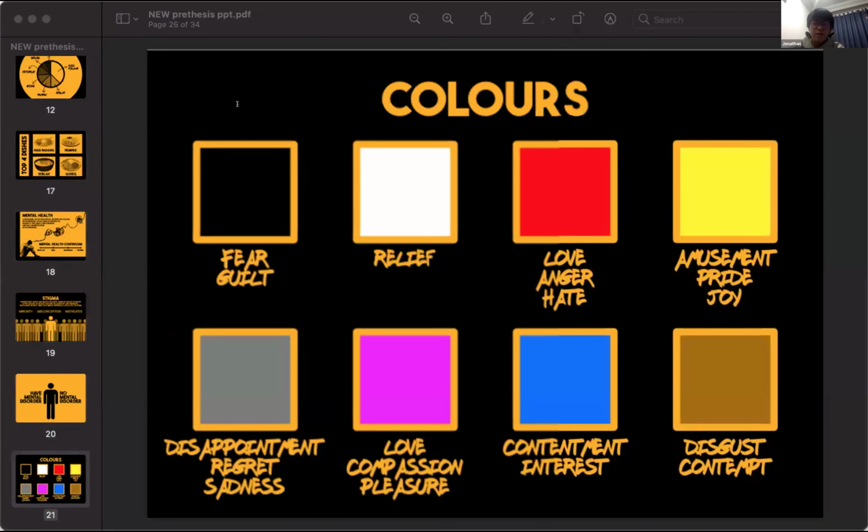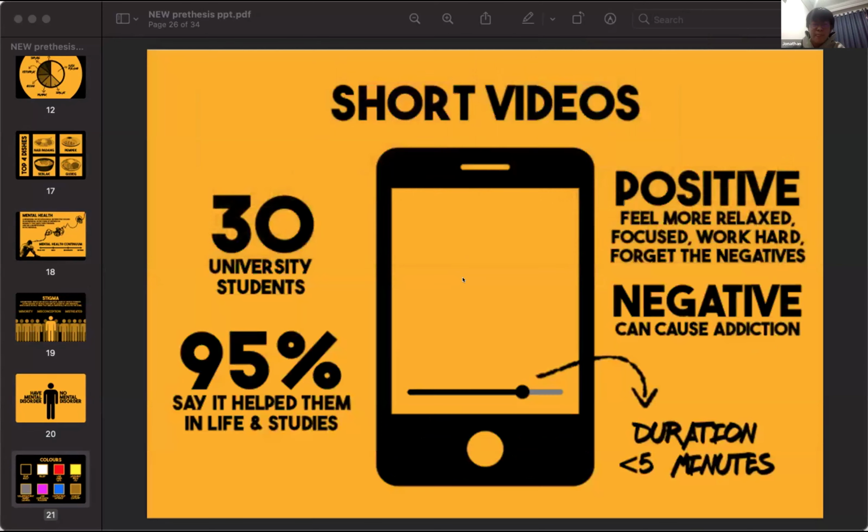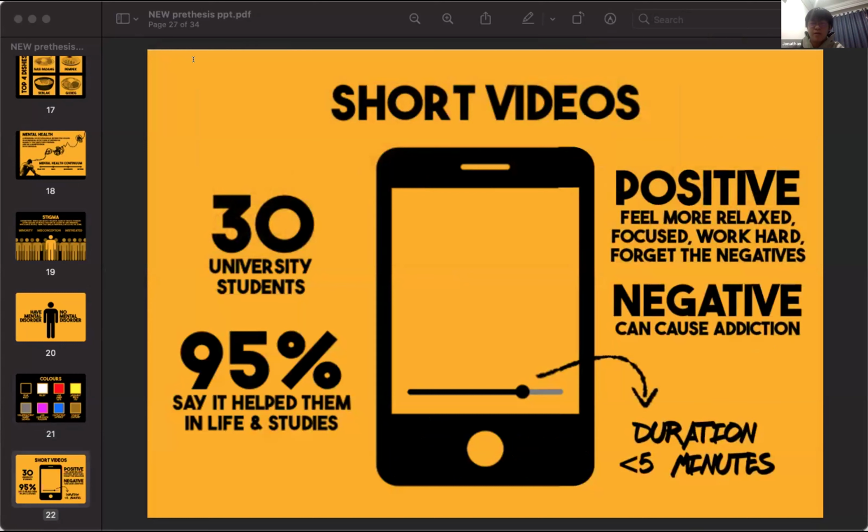For colors, I researched the effects of colors on people, and most of these are the majority view. Black represents fear and guilt, white relief, red love, anger, and hate, yellow amusement, pride, and joy, brown disgust and contempt, blue contentment and interest, pink love, compassion, and pleasure, and gray disappointment, regret, and sadness. So this is the main thing I'm going to focus on.